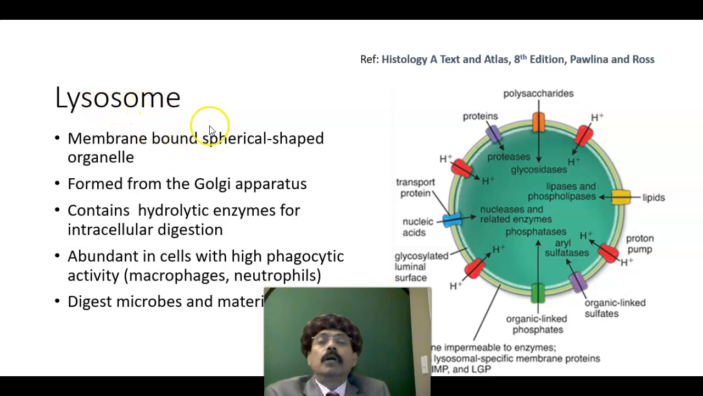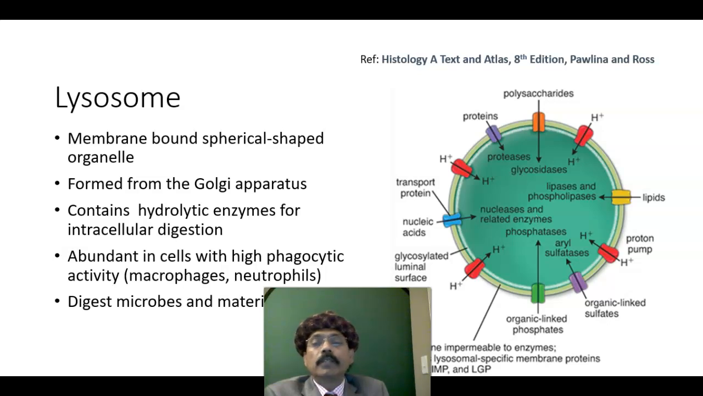The lysosomes are membrane-bound spherical-shaped organelles. These are present in the cytoplasm. They are formed from the Golgi apparatus. They contain hydrolytic enzymes for intracellular digestion. So these all are enzymes. These are proteins. They are derived from the Golgi apparatus.